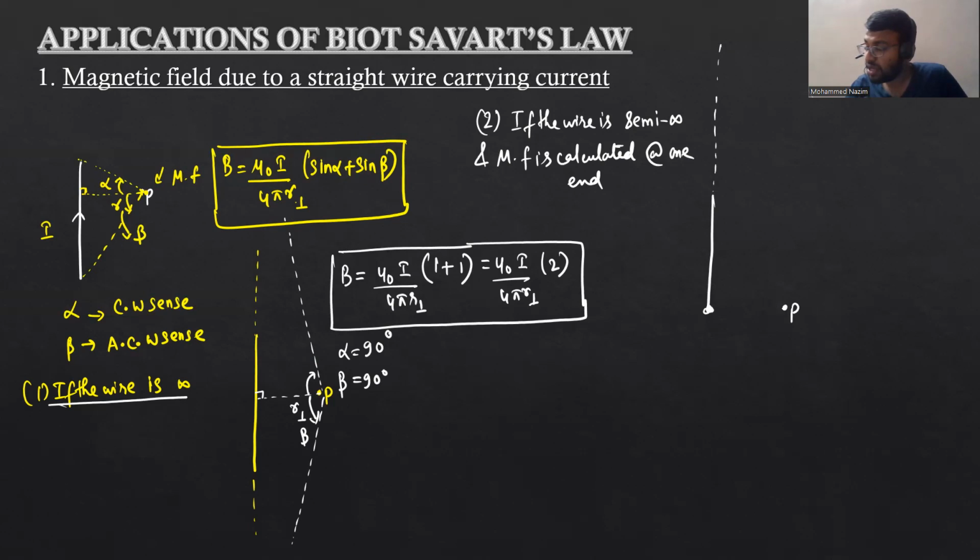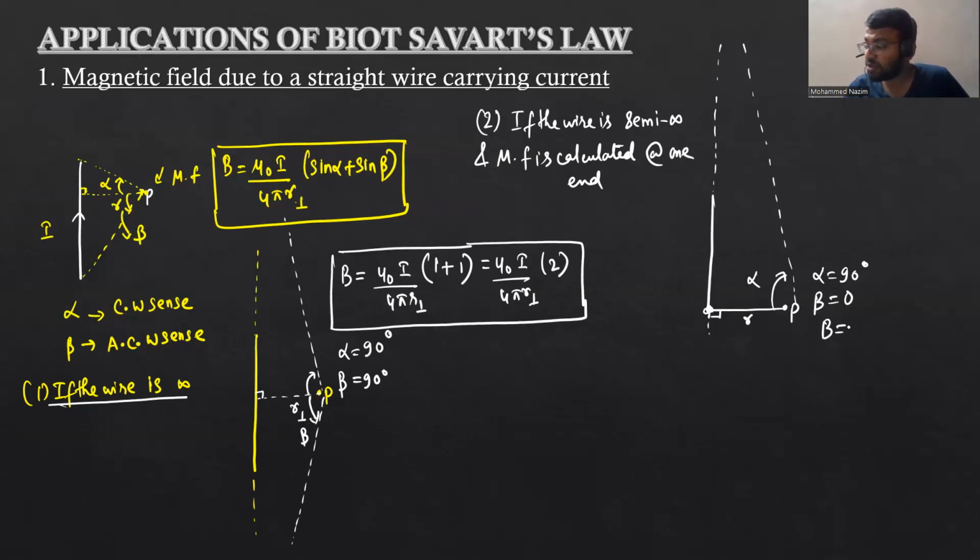So what will happen? You will drop a perpendicular from P onto the wire, call that perpendicular distance as R. And from this point P to one end of the wire, you will join a line and call that angle subtended as alpha, which is measured in the clockwise sense. So that alpha is going to be equal to 90 degrees. Then from this point P to the end of the wire, but P is lying on one end of the wire, so there is no beta that is formed. Only alpha is there. Alpha is equal to 90 degrees. No beta. Beta is equal to 0.